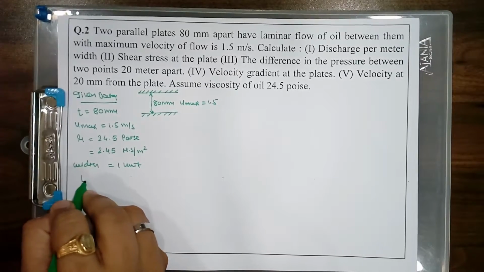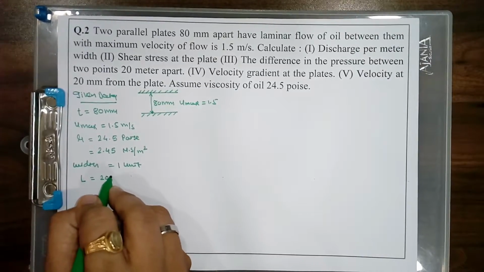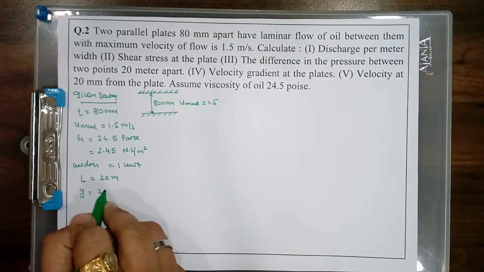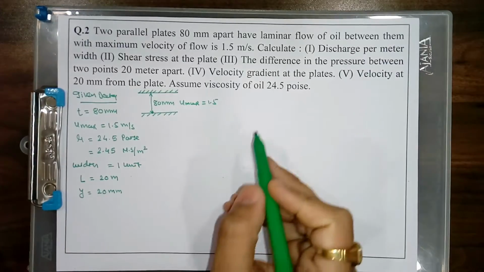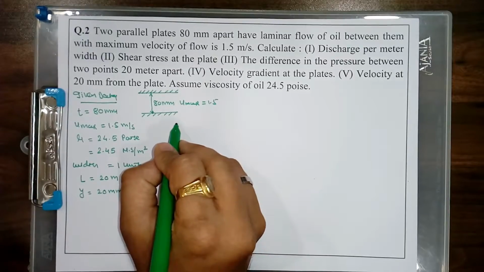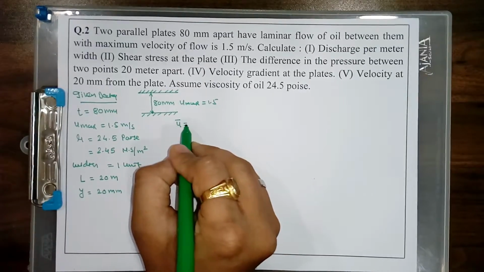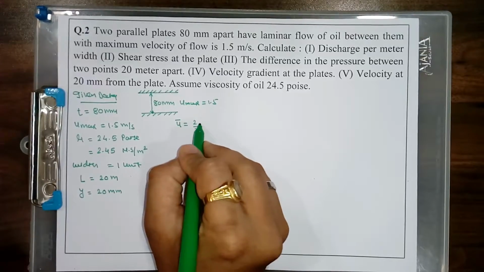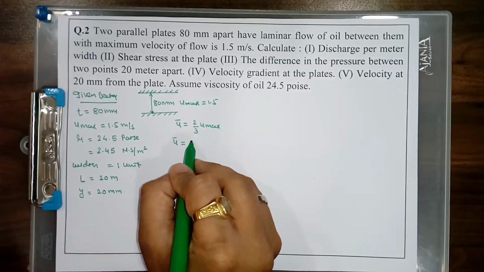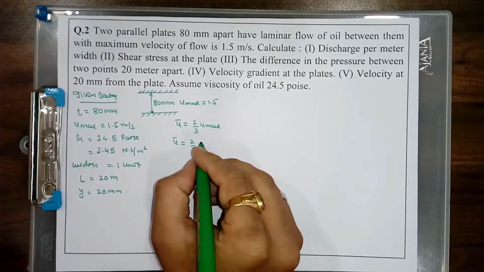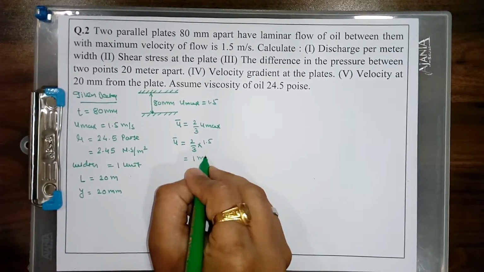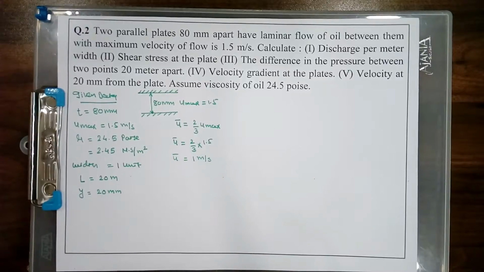The length between the two points on the plate is given, that is 20 meter, and y is given, that is 20 millimeter, at which we need to calculate the velocity. So students, let's start with the first. Here we know that average velocity is 2 by 3 times the maximum velocity. So first we calculate the average velocity. 2 by 3 into the u max, that is 1.5. So we get 1 meter per second. So that is our average velocity.